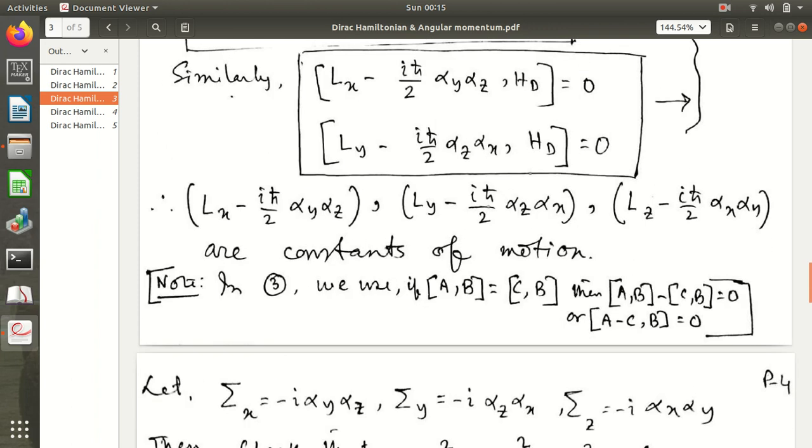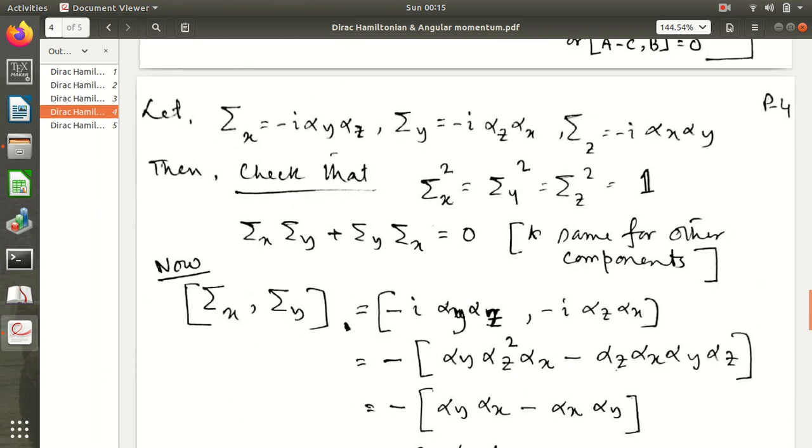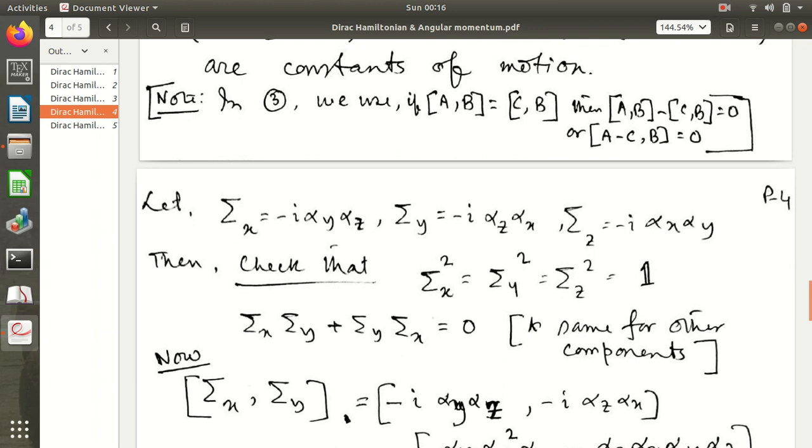So these expressions, Lx minus iħ/2 αyαz, similar for Ly, similar for Lz, are constants of motion when you consider the Dirac Hamiltonian. Now what happens? Let us do some simple algebra. Actually, there is no algebra here, it is just simple substitutions.